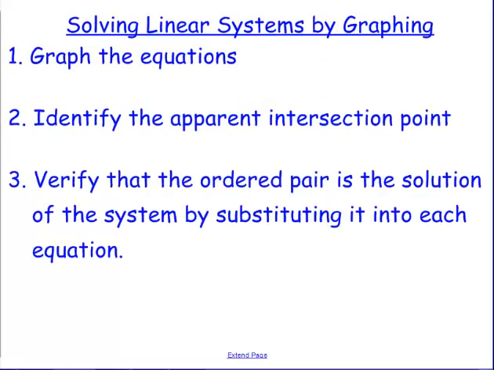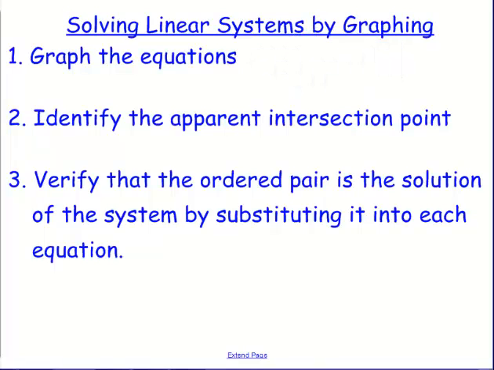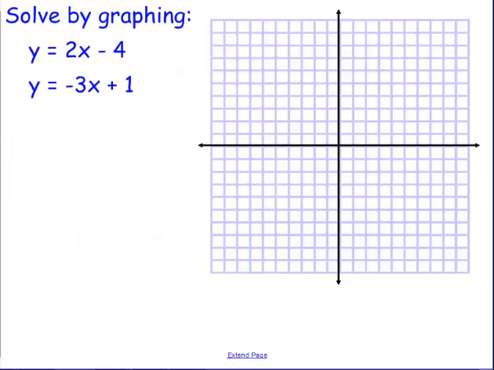So to solve by graphing, it is simple. It isn't necessarily reliable, but it is simple. Graph the equations, identify the intersection point, and then double check it and make sure that is your intersection point and that is your answer by substituting it into each equation, just to double check and make sure that you were correct. An example right here would be this system of equations.